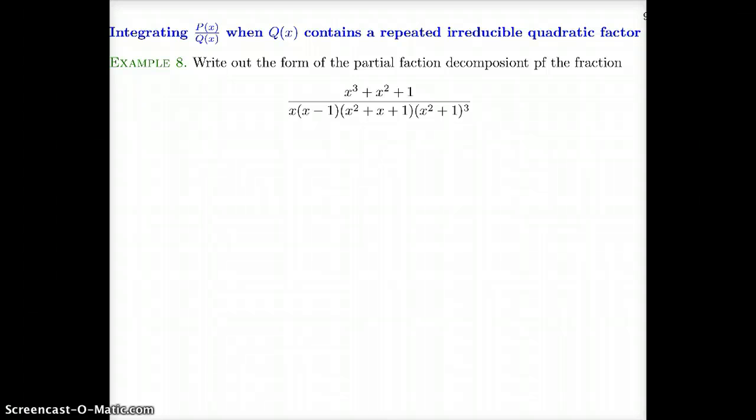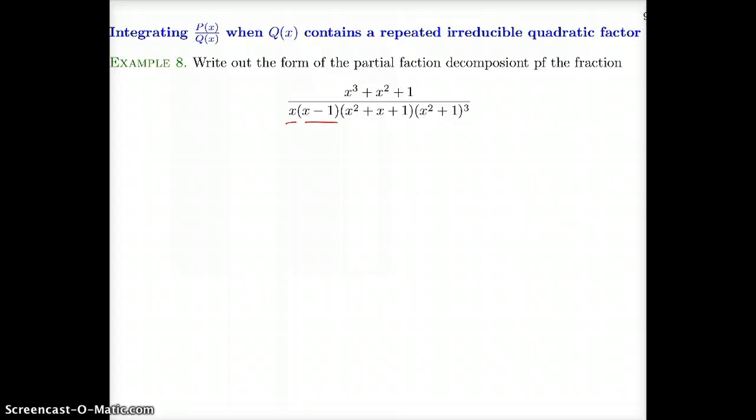Okay, so here we're just going to write down the form of the partial fraction decomposition without actually working out the integral, just so you know how the decomposition works depending on what the denominator looks like. So I've factored out the denominator. I've got a linear factor x, another linear factor x minus 1, and then x squared plus x plus 1 is not going to factor, and x squared plus 1 doesn't factor.